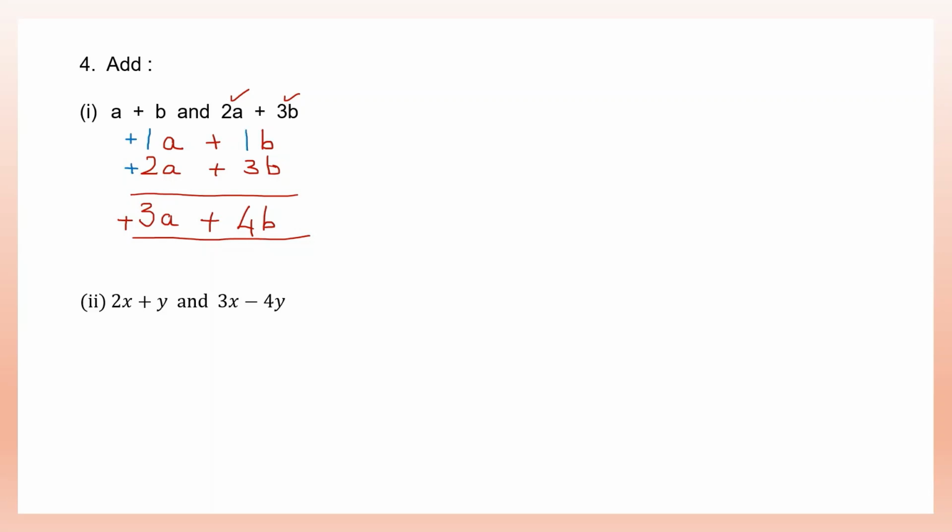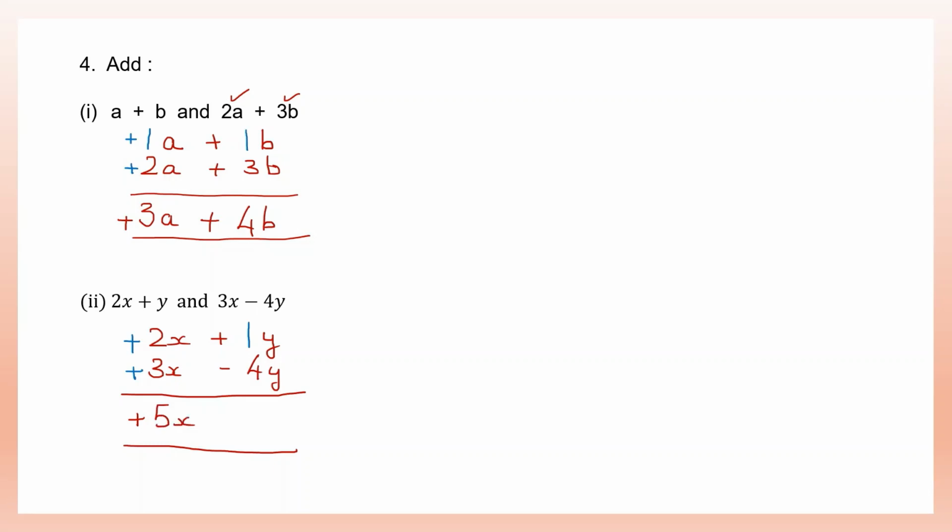Next one, 2x plus y. Let me write it down. 2x plus y. Now 3x, let me write it below 2x minus 4y. Okay, now let's see what's missing and let's write. The signs are missing. Plus 2x plus 3x. Here before y, there's a number missing. Let's put 1. Now let's start the addition. Let's start with x. When signs are the same, put the same sign and add. 2 plus 3 is 5x.